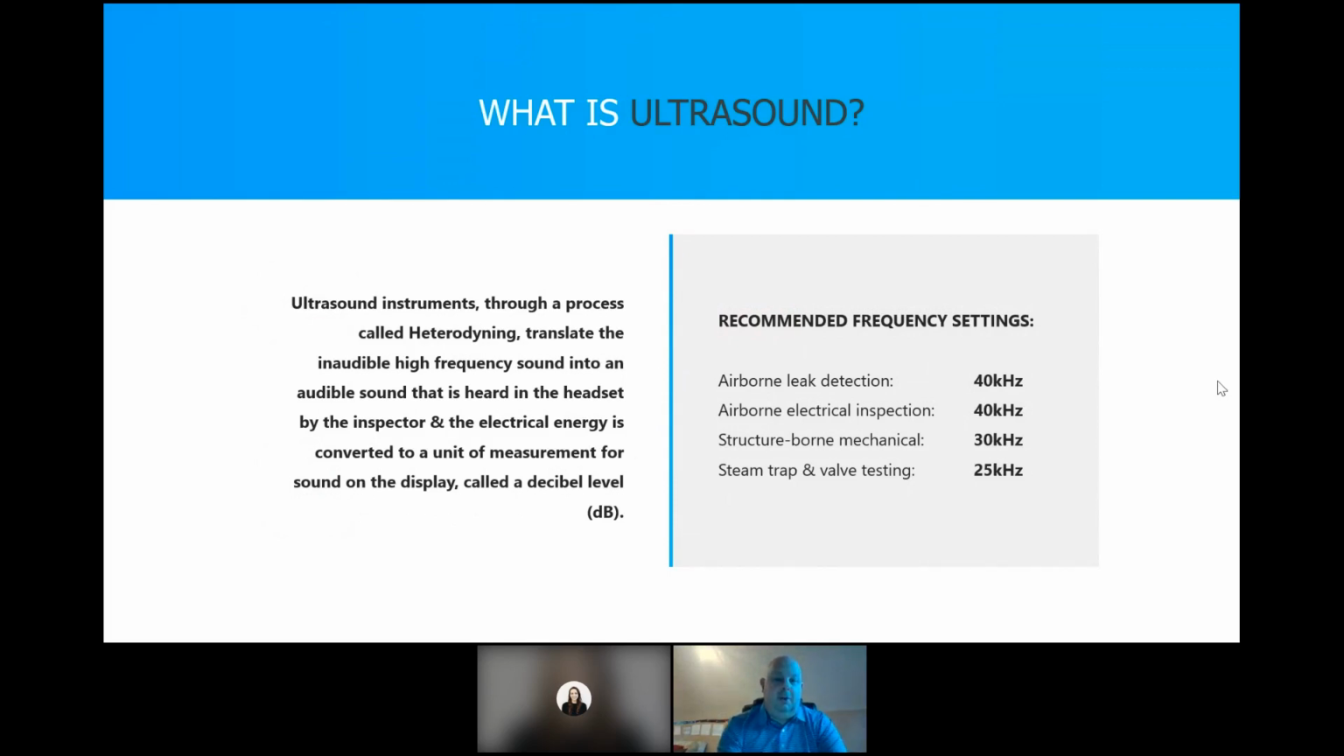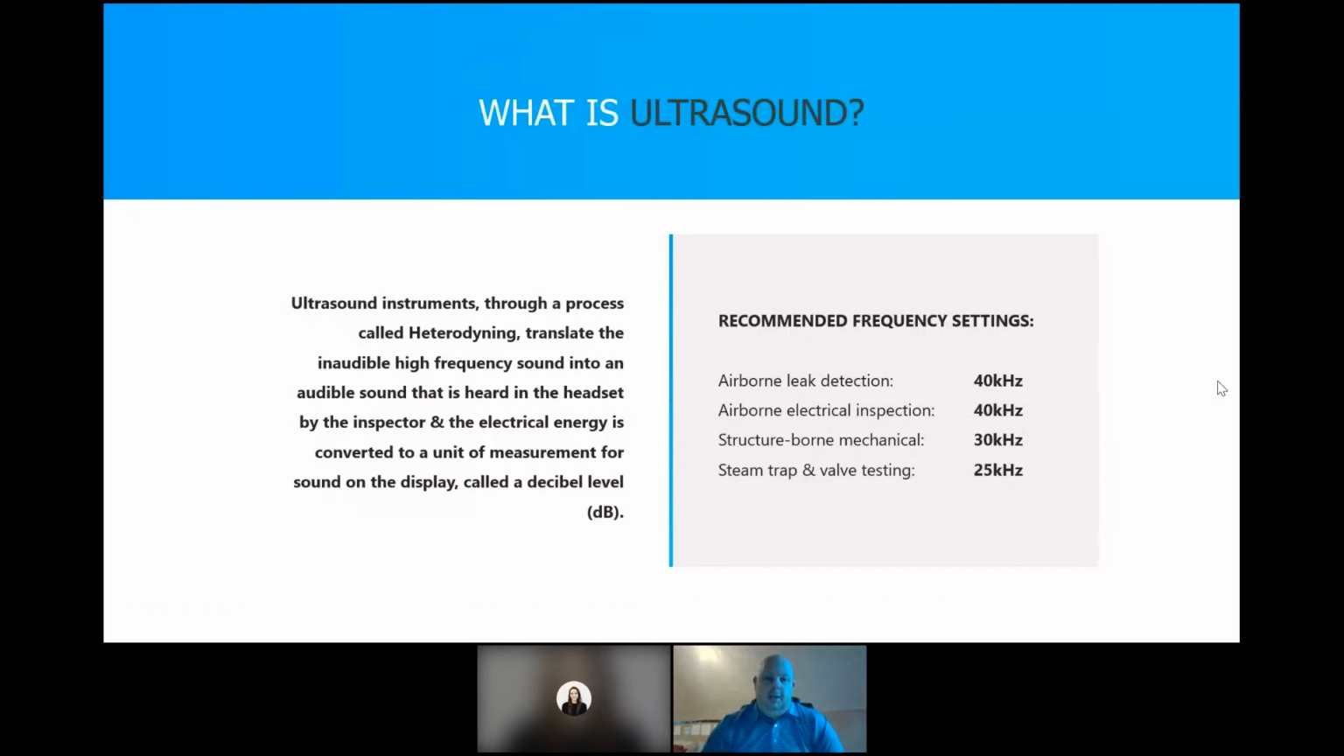And then it also converts that sound energy into an electrical energy that's converted to our unit of measurement for sound, which is the decibel level or the dB. So that's the primary unit of measurement that we're looking at on board the instrument. So we're going to talk about how important that dB reading is and how we use that in some of these ways that we can show energy reductions.